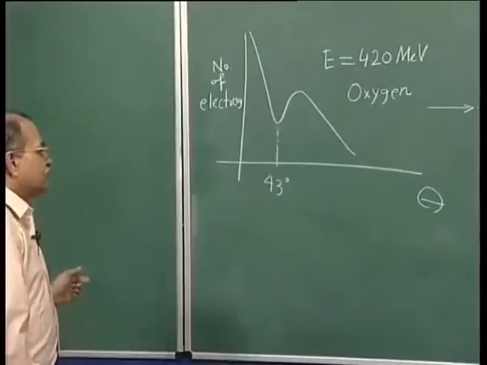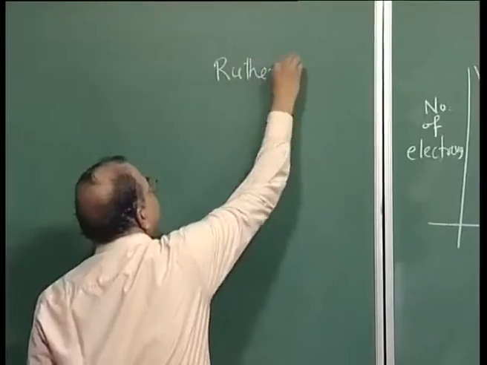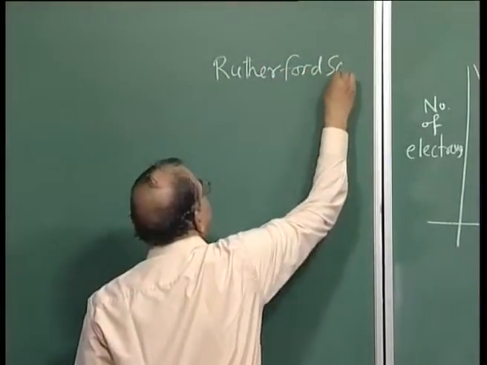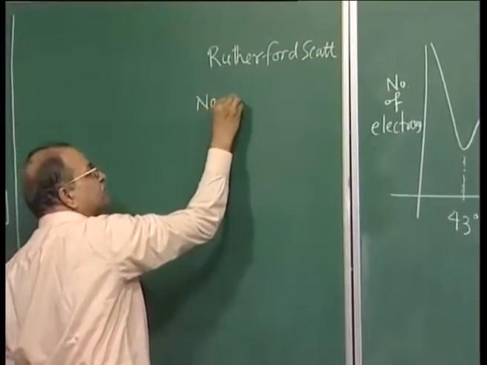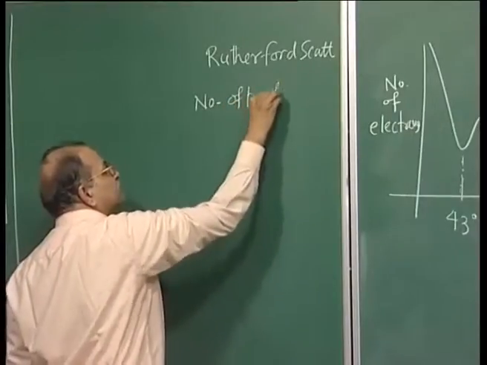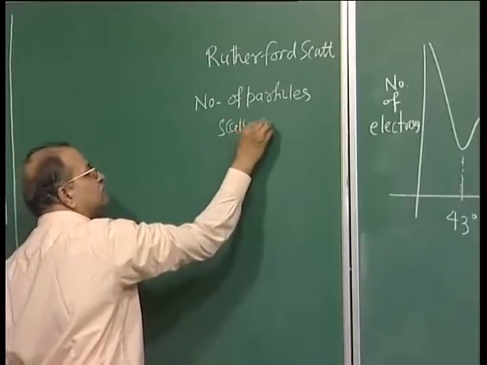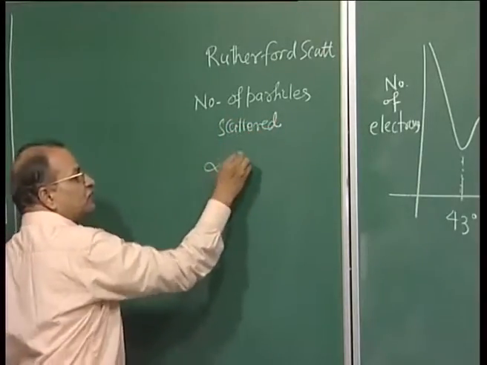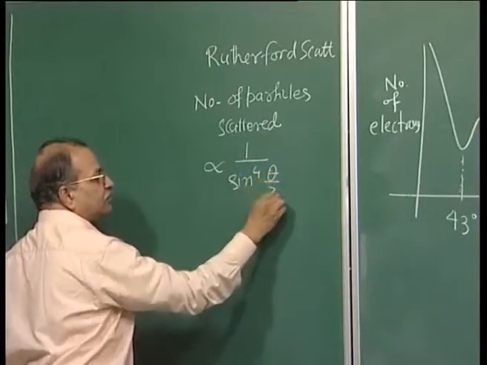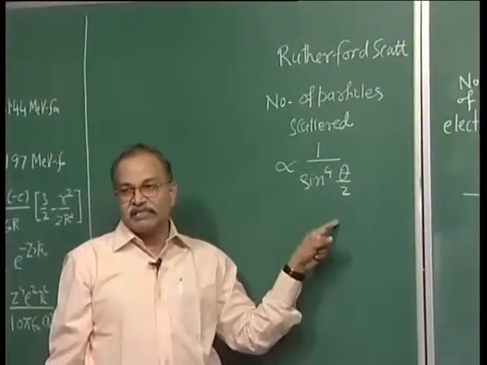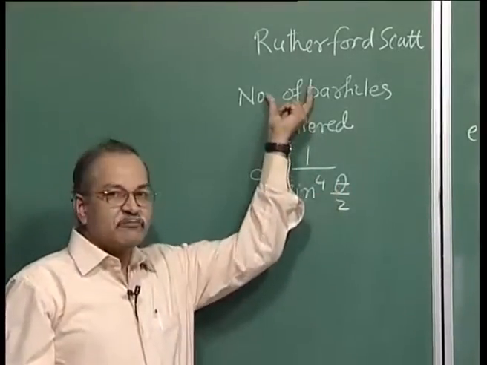If you remember, in what we call Rutherford scattering, the number of particles scattered is proportional to 1 over sine to the power 4 theta by 2, proportional to many other things, but the theta dependence goes like this. So, as theta increases, this increases and this number decreases.